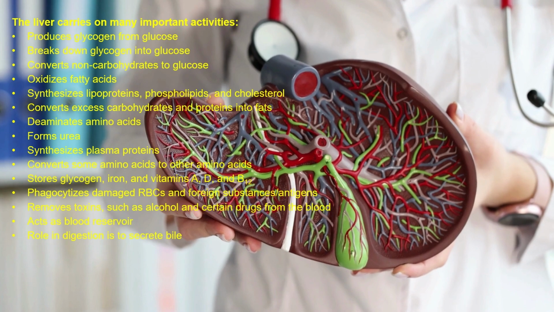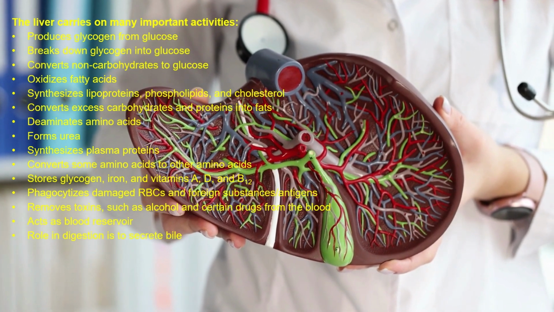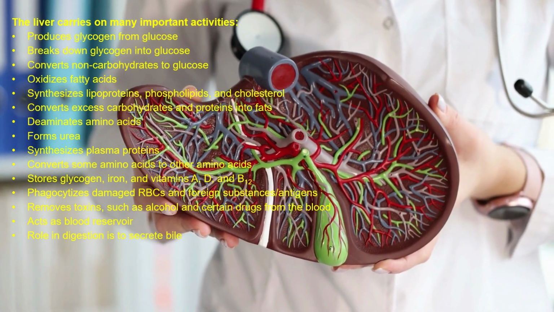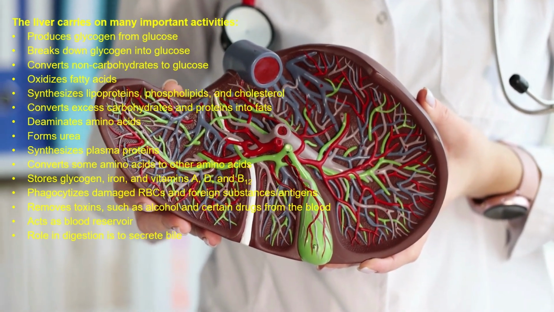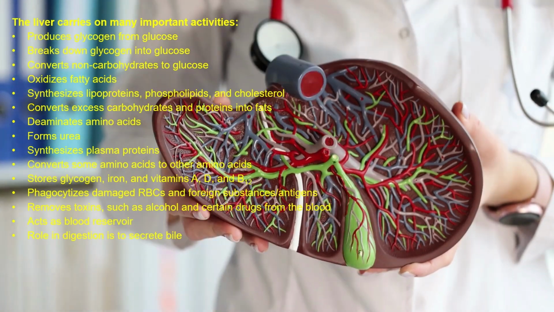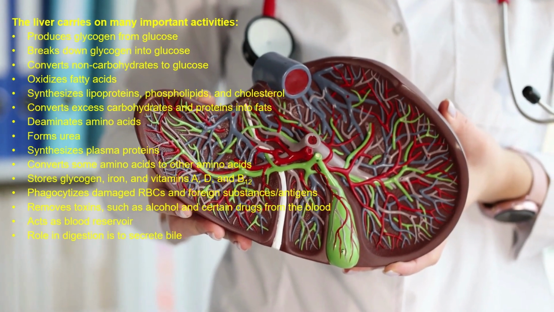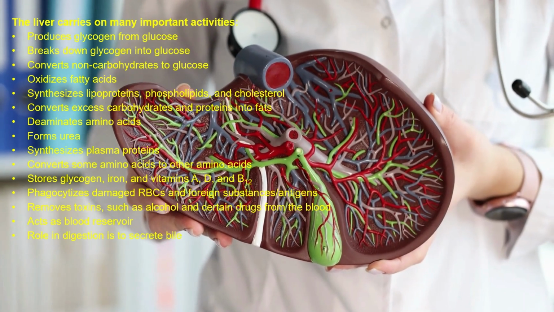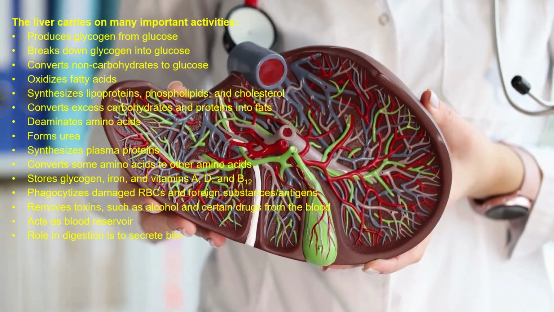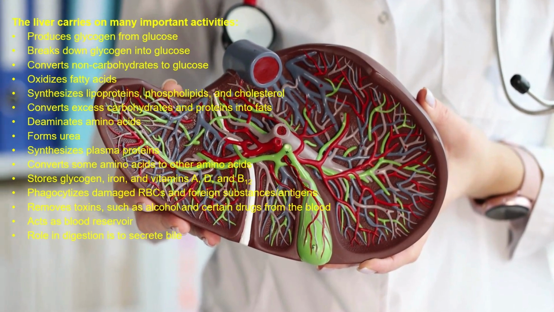The liver works very hard for us and has many important tasks in the human body. Here are just some of the important activities of the liver. I won't go over each one, but the most crucial are glycogen formation and breakdown, which helps us with the process of gluconeogenesis, or the formation of glucose when we need it most. It can also come from non-carbohydrates.